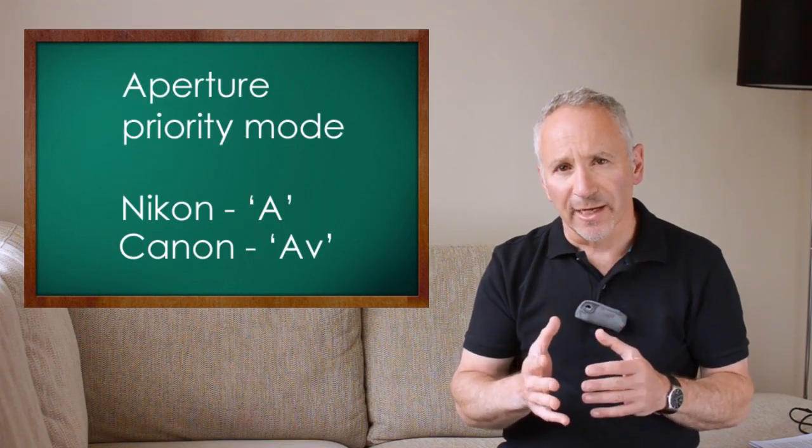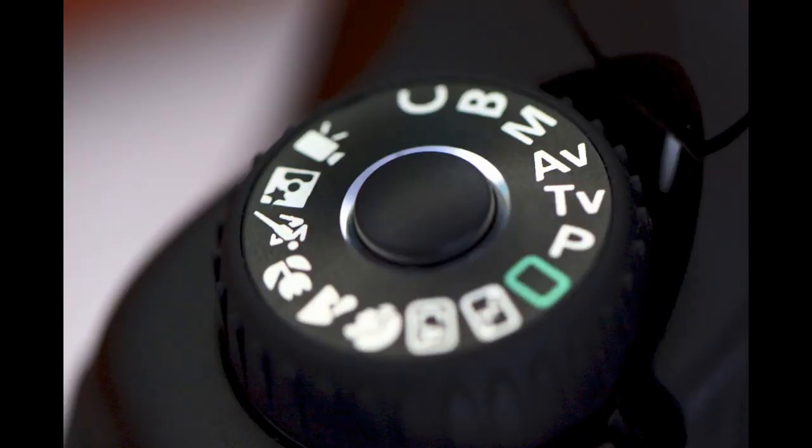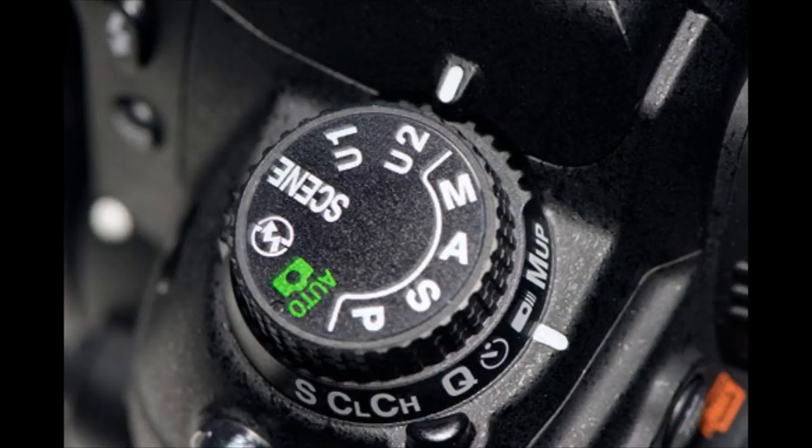It's easily done. The first mode we're going to look at is something called aperture priority. Canon refer to it as the AV mode, aperture value. Nikon and other cameras, on the other hand, refer to this mode as the A mode.